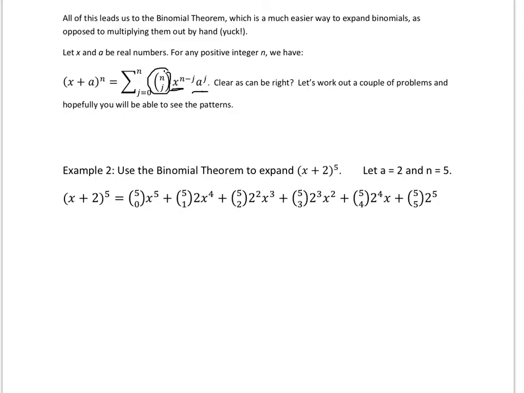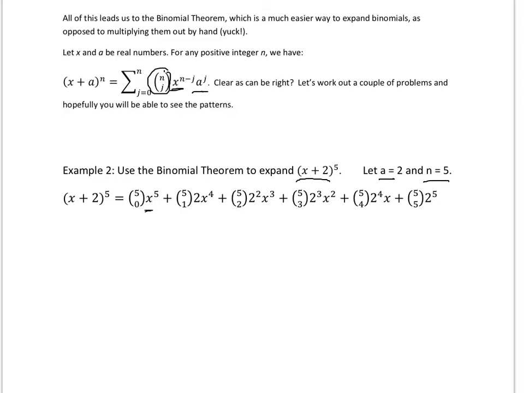Okay. So the first example now, we're going to use the binomial theorem to expand x plus 2 to the 5th power. So in this case, again, a is 2 and n is 5. Okay? So here's how it works. So we go 5 choose 0, remember n over j, and then we have x to the 5th power, or x to the 5 minus 0, n minus j.